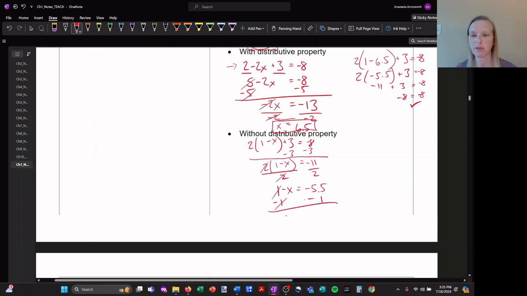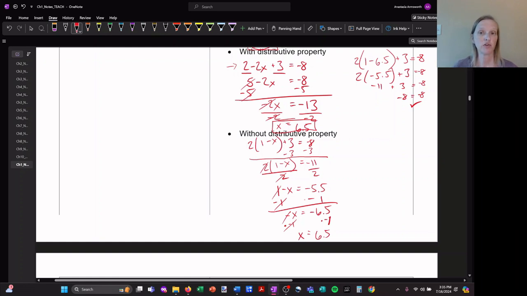1 minus 1 is 0, so I'm left with negative x equals negative 6.5. Remember, negative x is not the same as x. X is not all by itself until you get rid of that negative sign. I'm going to multiply both sides by negative 1, to negate that negative sign, and we have x equals positive 6.5.